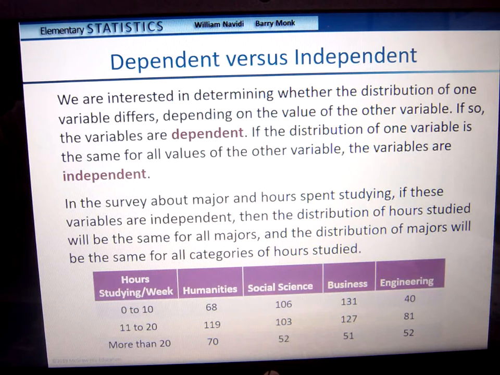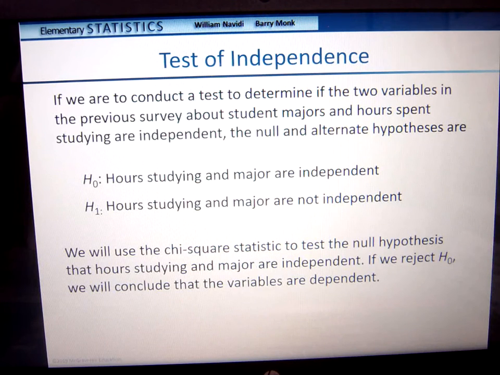But in the survey about the major and the hours spent studying, if these variables are independent, then the distribution of hours studied will be the same for all majors. So the distribution of majors will be the same for all categories of hours studied. So here we have it again. Let's take a look. We're going to conduct a test to determine if the two variables in the previous study about the student majors and hours spent are independent.